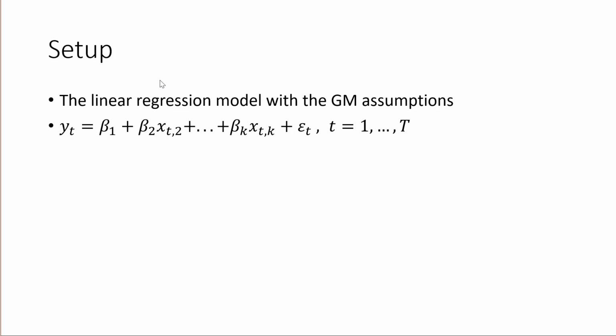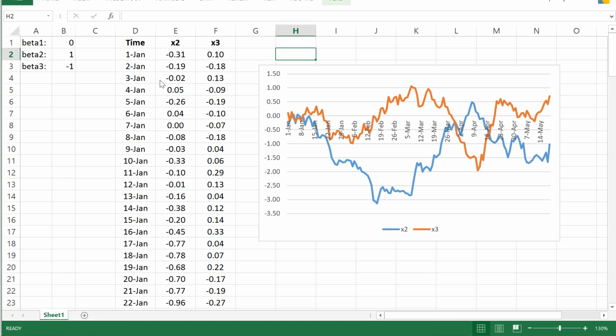So to illustrate the properties of OLS and also to illustrate the Gauss-Markov assumptions, let's consider a Monte Carlo simulation. So here I have time series data starting at January 1st going to May 19. I have two explanatory variables, x2 and x3, shown in this graph, and from the graph we can clearly see that this is not a random sample. There is correlation between observations over time, and we can clearly see that because of the cycles in the data.